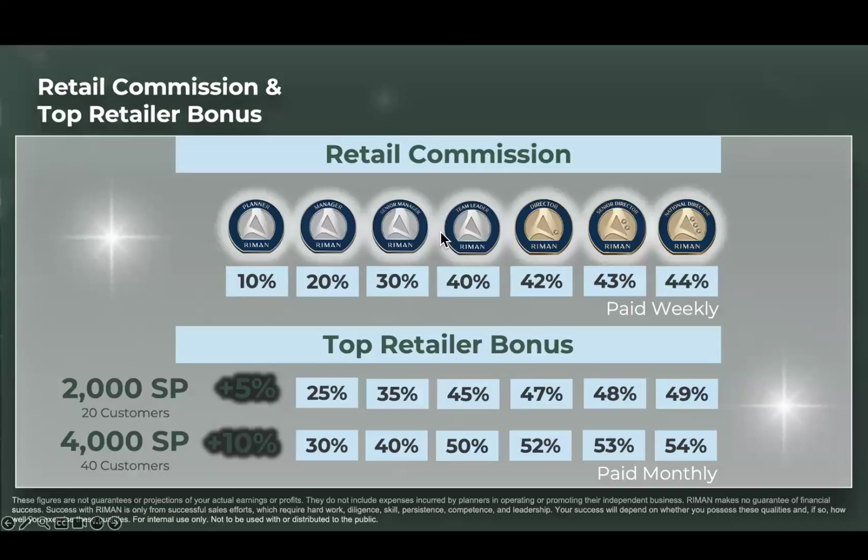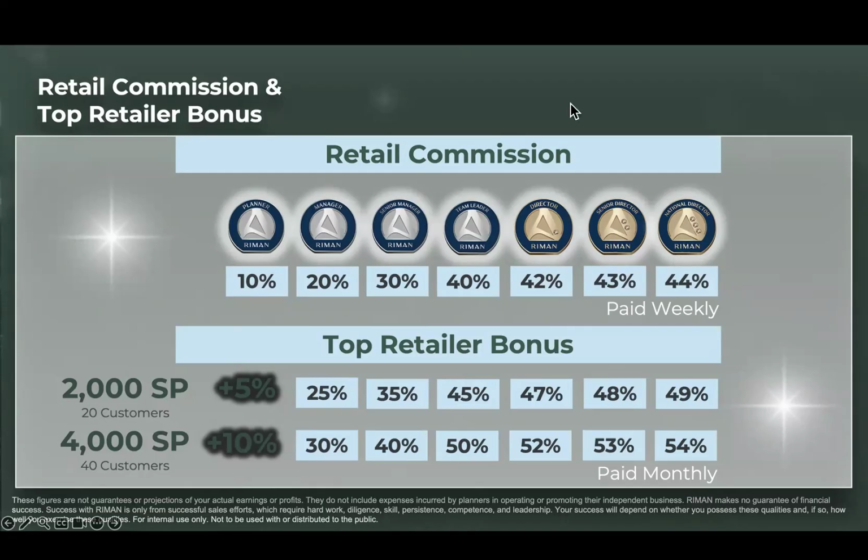Now, I know people don't want to sell, sell. But remember, if a product isn't good, you have to sell and convince. But if a product is really good and compelling, all you have to do is promote. Okay. Now, as you move along in the compensation plan, senior manager, you get 30%, 40%, director, 42%, 43%, 44%, right?